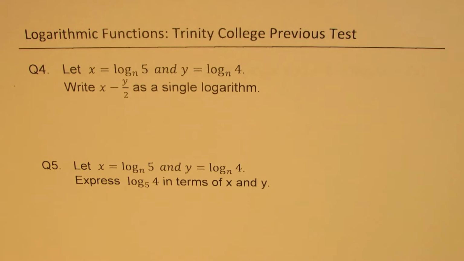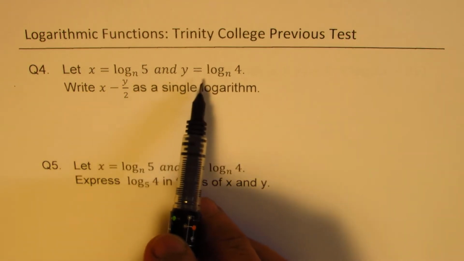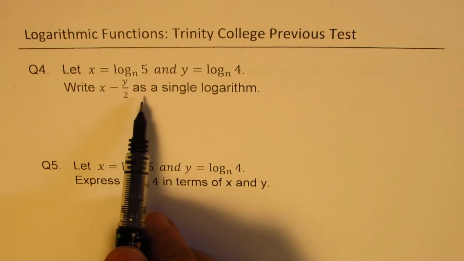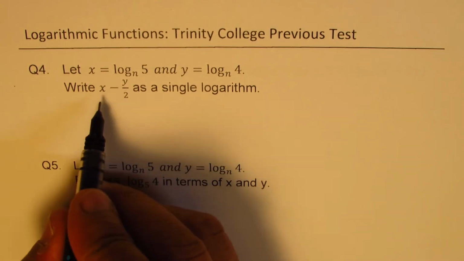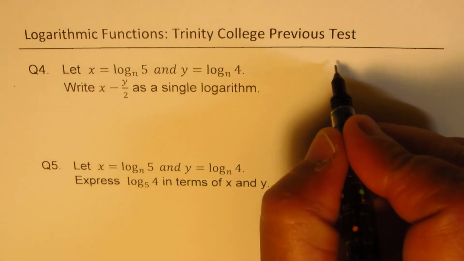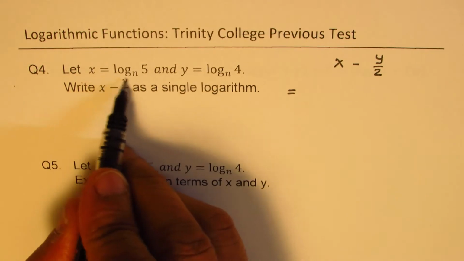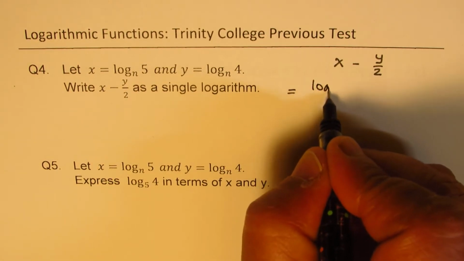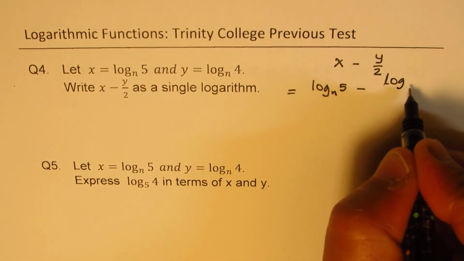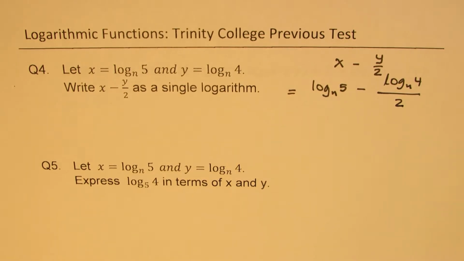Question number 4 is, let x be equal to log to the base n of 5 and y equal to log to the base n of 4. Write x minus y by 2 as a single log. So let's rewrite, x minus y by 2. x is log to the base n of 5. So we'll write this as log to the base n of 5 minus y, which is log to the base n of 4, divided by 2, right?